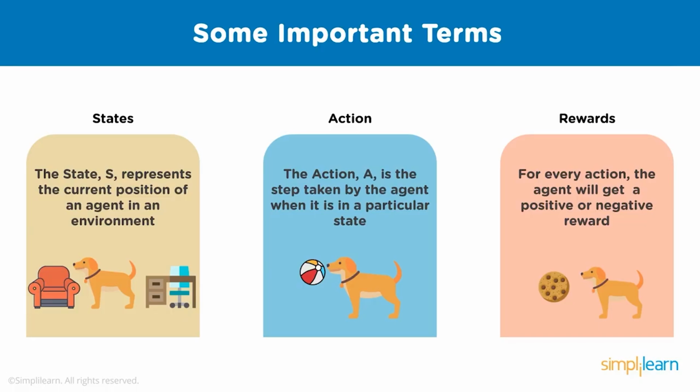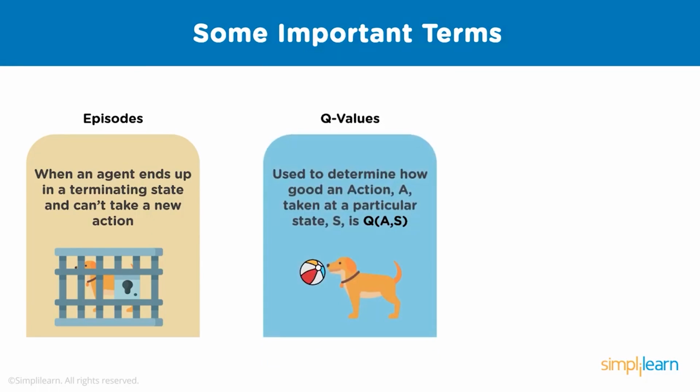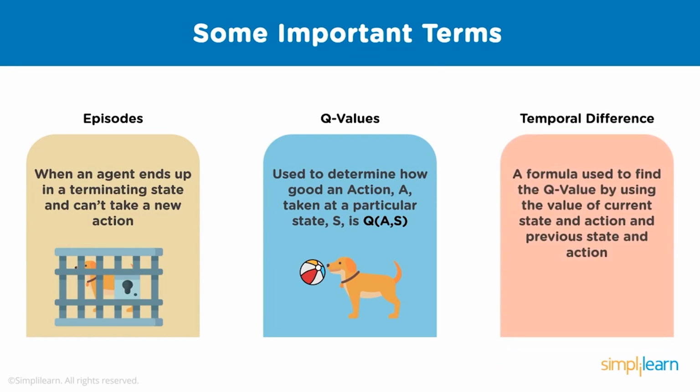And again, when we talk about states, when you're using a Q table, you're not usually talking about float variables. You're talking about true, false. We'll take a closer look at that in a second. And episodes, when an agent ends up in a terminating state and can't take a new action. This might be if you're playing a video game, your character stepped in and is now dead or whatever. Q values are used to determine how good an action A taken at a particular state S is, Q(A, S). And temporal difference, a formula used to find the Q value by using the value of the current state and action and previous state and action.